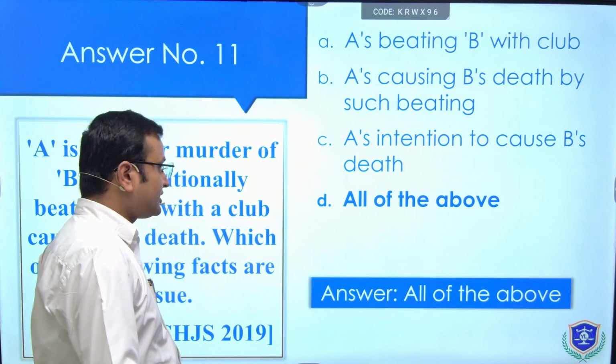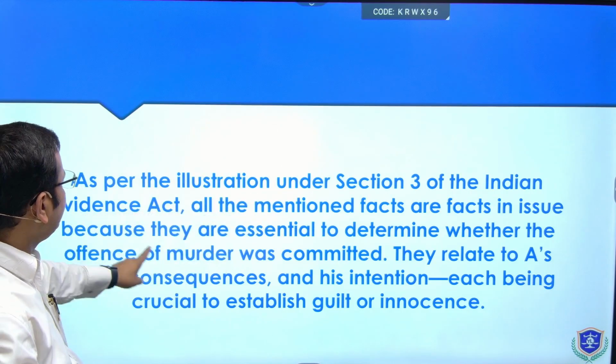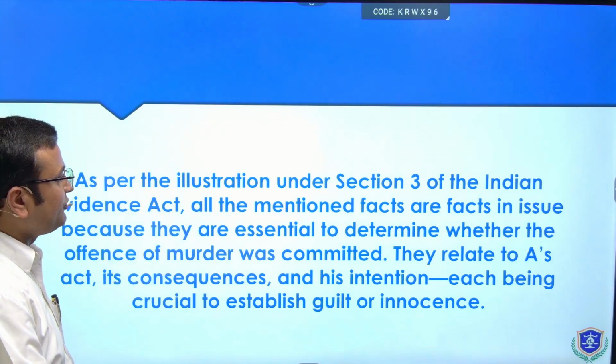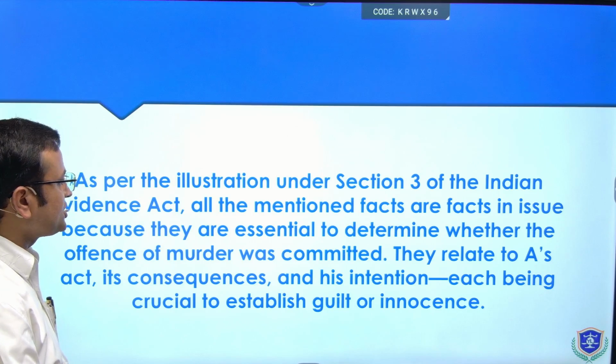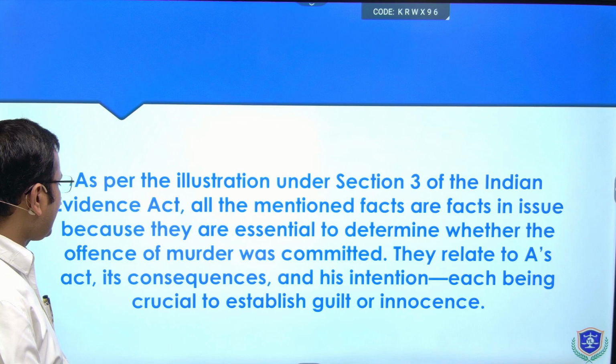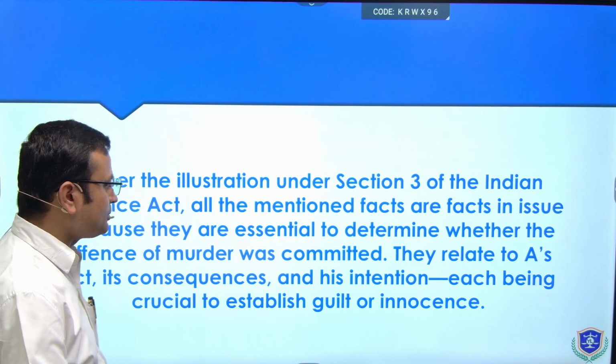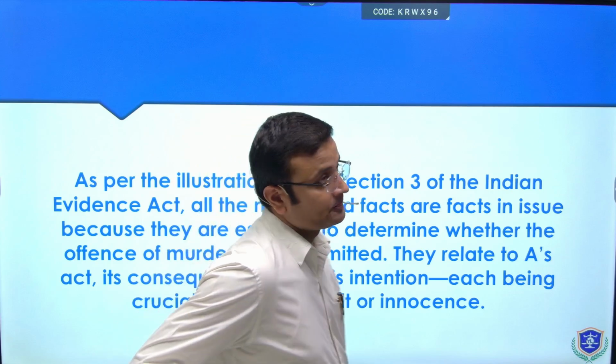Now, what is fact in issue? That is given as per the illustration under section 3 of the Indian Evidence Act. All the mentioned facts are facts in issue because they are essential to determine whether the offense of murder was committed. They relate to A's acts, its consequences and his intention, each being crucial to establish guilt or innocence.